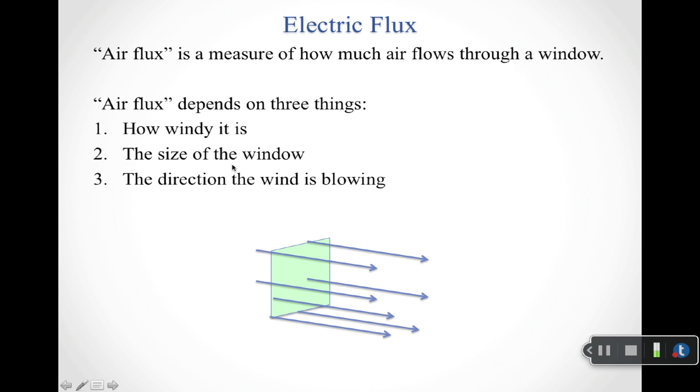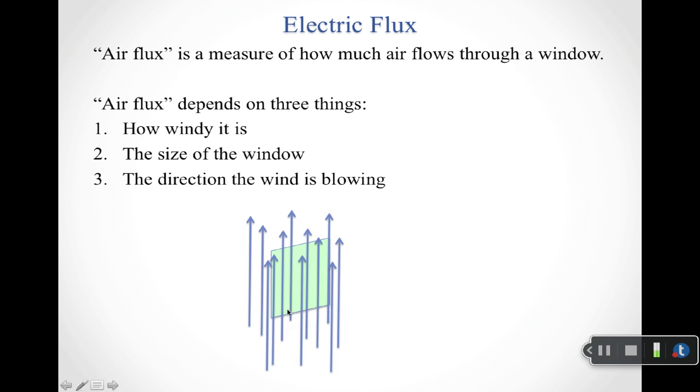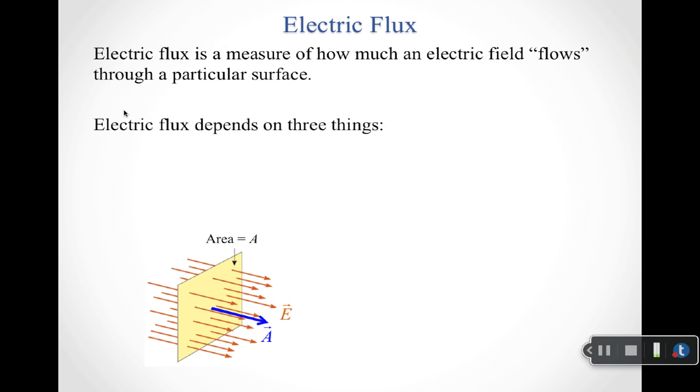And then the third thing it depends on is the direction that the wind is blowing. You'll notice here that the wind is basically blowing perpendicular to the surface of the window. I could imagine a situation in which the wind was blowing straight up the wall, and then I would get very little air coming through rather than a lot. So these are the three things that air flux depends on, and what we'll see is electric flux is going to work exactly the same way.